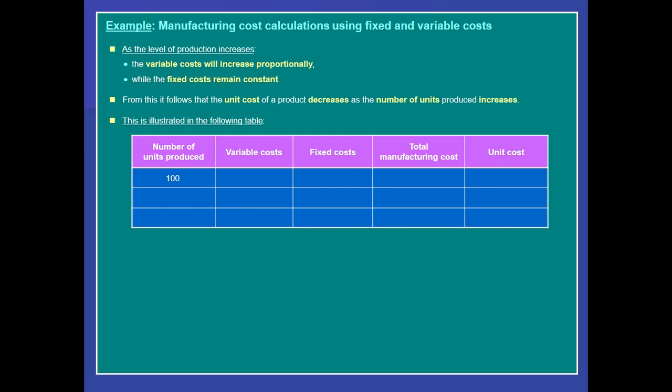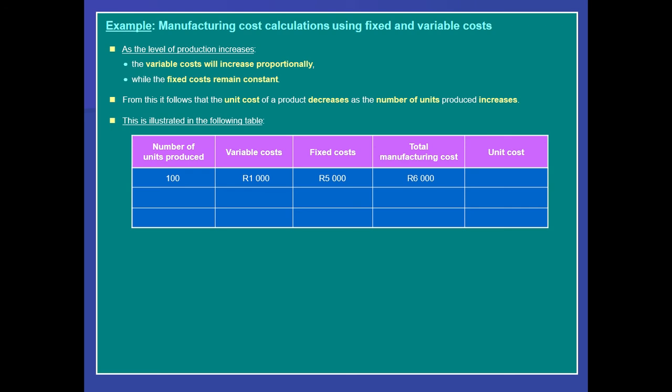Now let us look at this example here. We've got 100 units produced. These 100 units' variable cost will be 5,000. Fixed cost is 1,000. What will be your total manufacturing cost? Your variable cost is 5,000, and to that you add your fixed cost, which is 1,000, and your total cost will be 6,000.